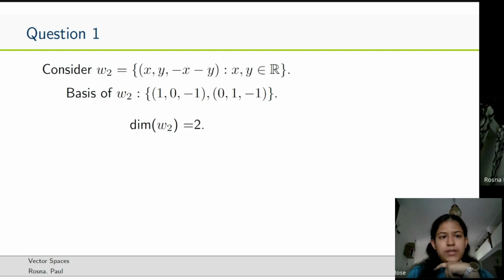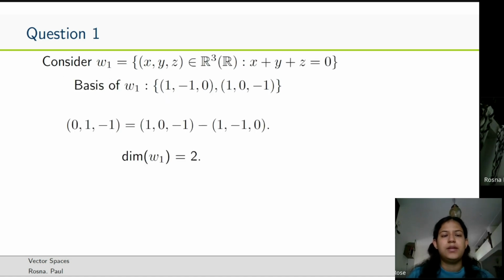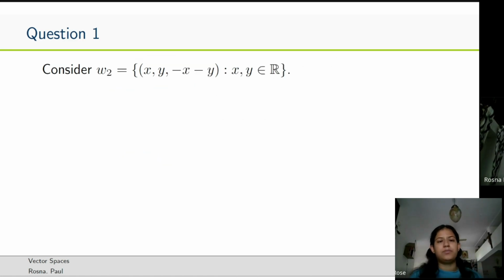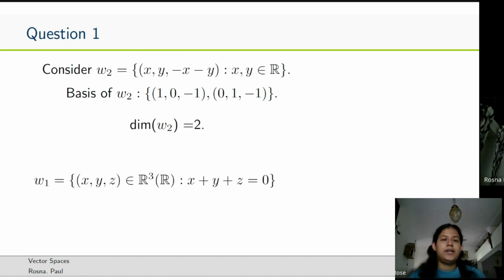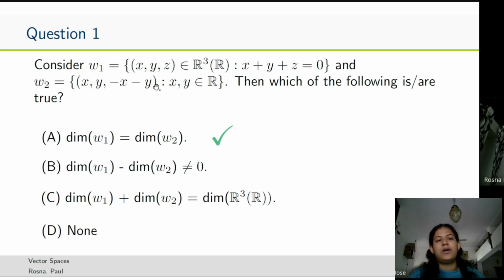But if you observe these two vector spaces, you can see that both of them have the same basis. So the basis of W1 is 1, minus 1, 0, and the other 1, 0, minus 1, and it is the same as here. So it's not a coincidence, it's actually the same vector space, because if you take W1, the condition is that you have 3 vectors such that X plus Y plus Z equal to 0. And if you set Z equal to minus X minus Y and put it here, then you will get X, Y, minus X minus Y, which is nothing but W2. So basically these two are the same subspaces and they have dimension 2.